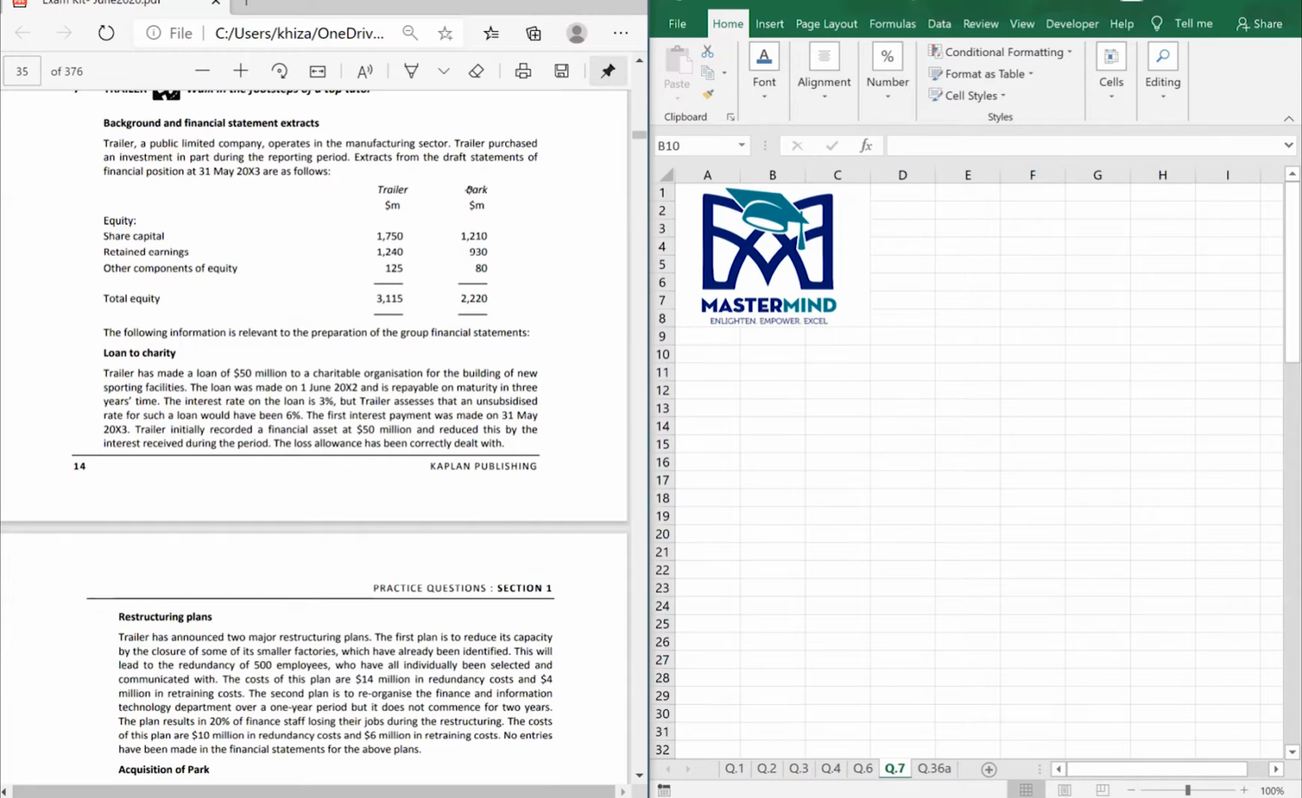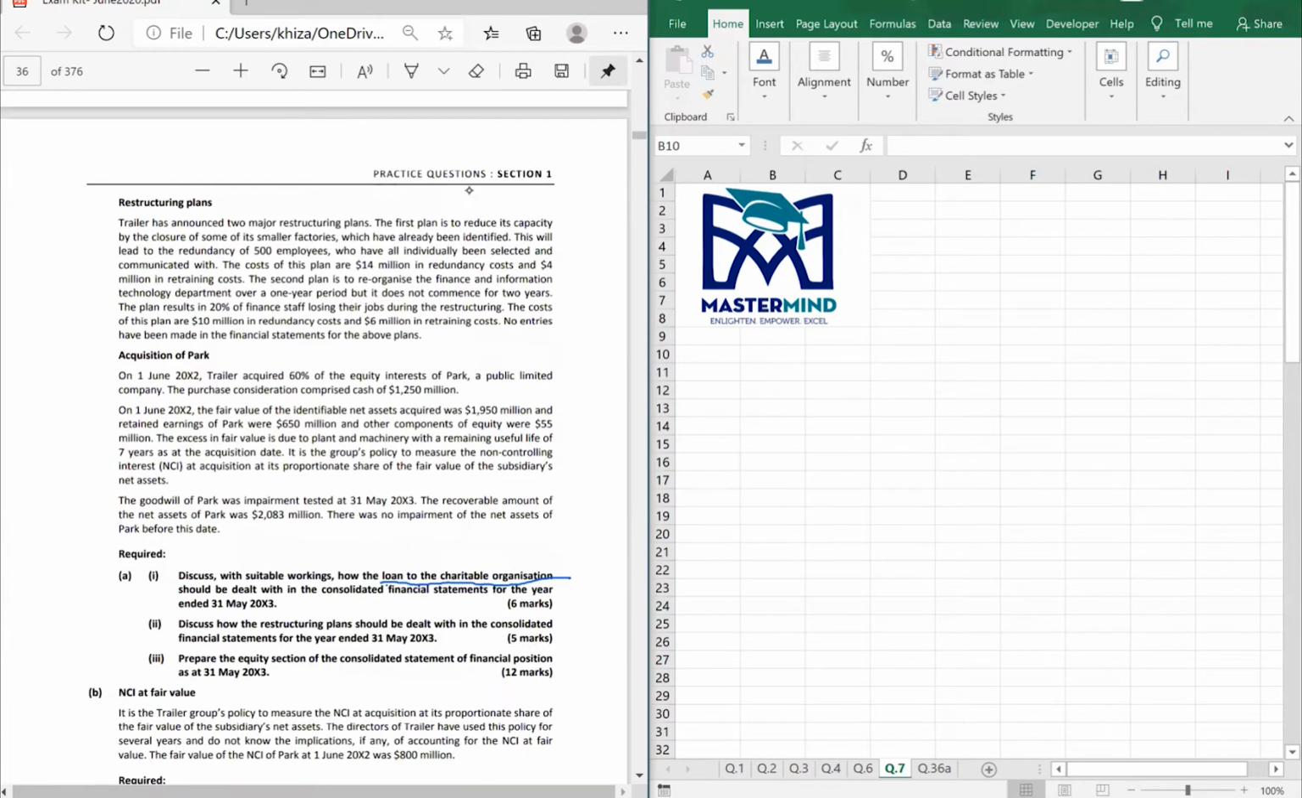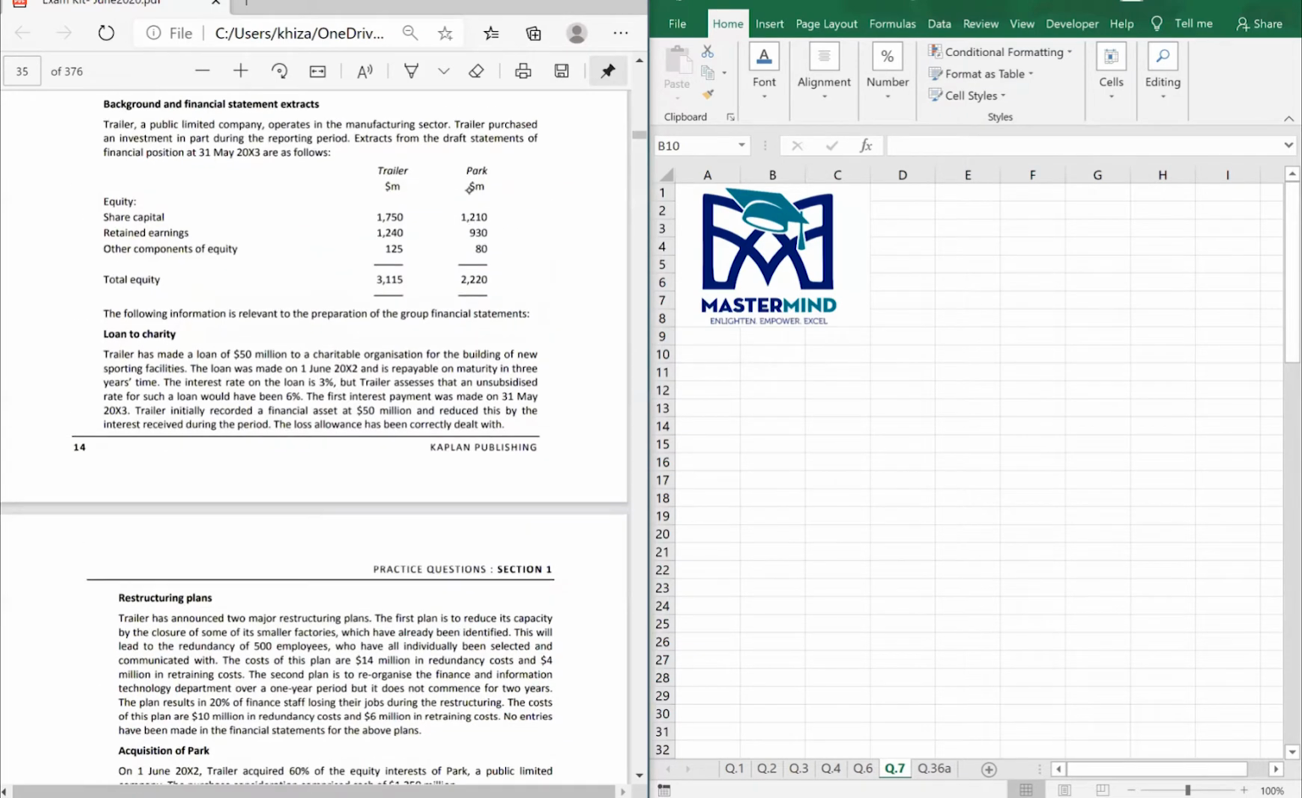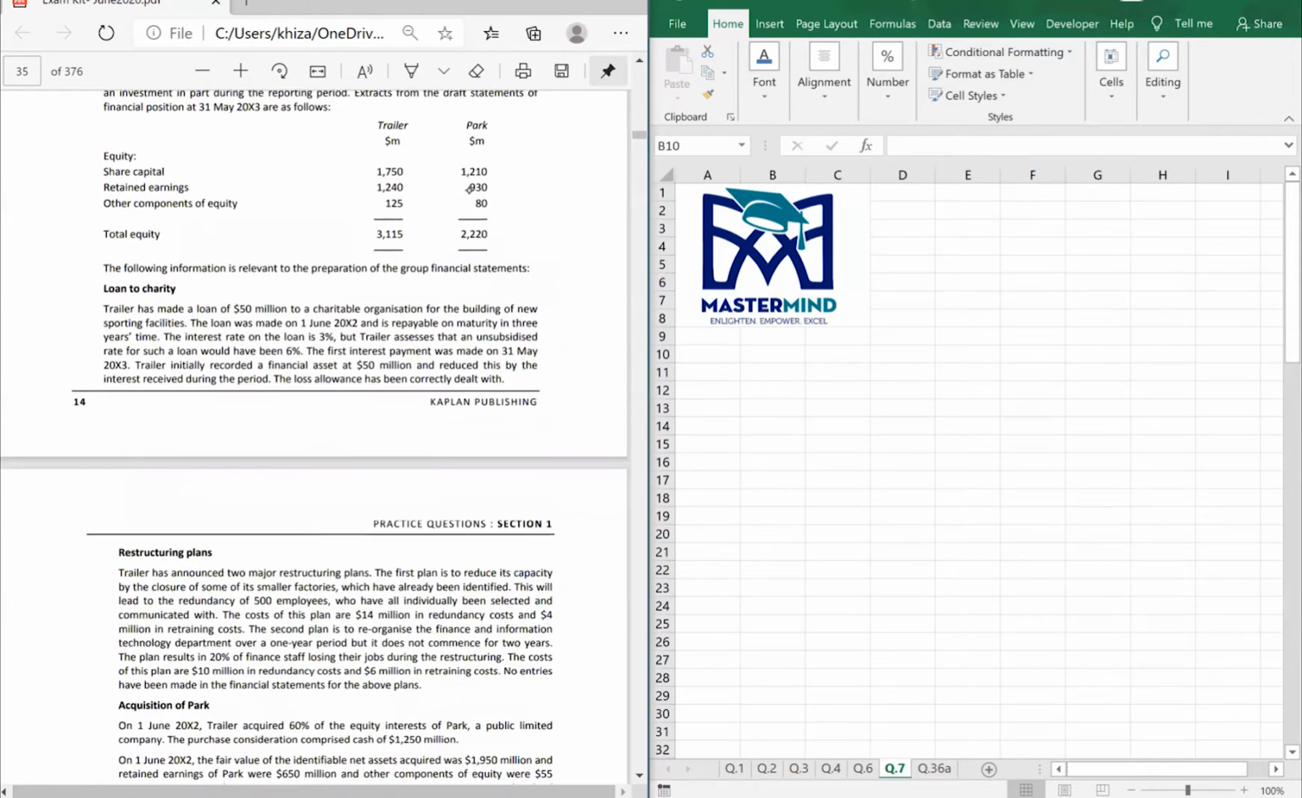So let's say, like we read, the first requirement needs a discussion with suitable workings, related to what? Loan to charity. So let's see what it is about. Trailer has made a loan of $50 million to a charitable organization for the building of new sporting facilities. The loan was made on 1st June 2022 and is repayable on maturity in 3 years' time.